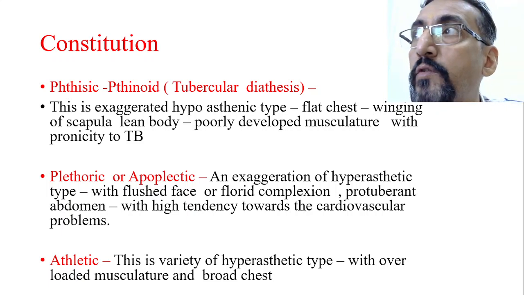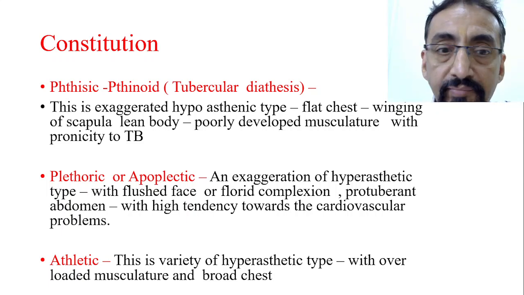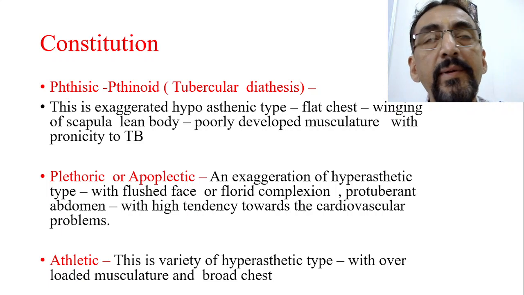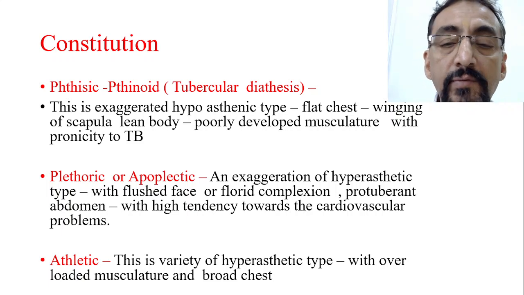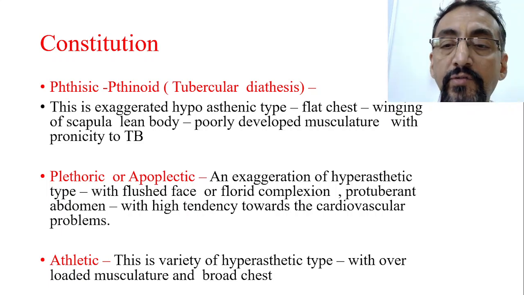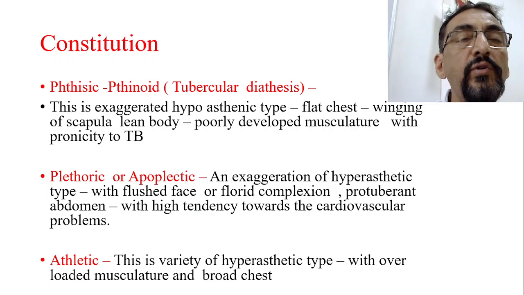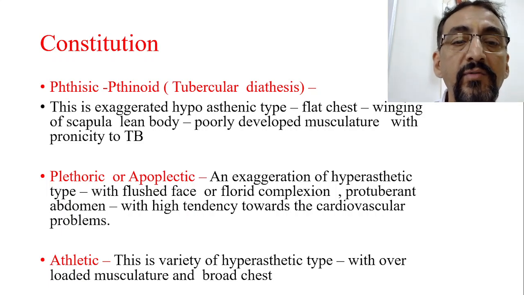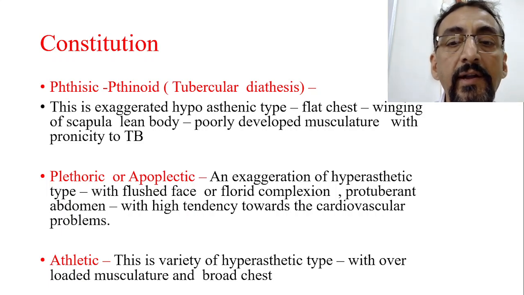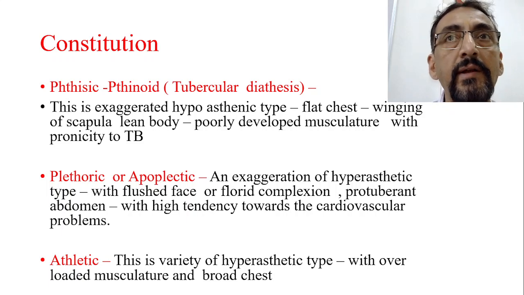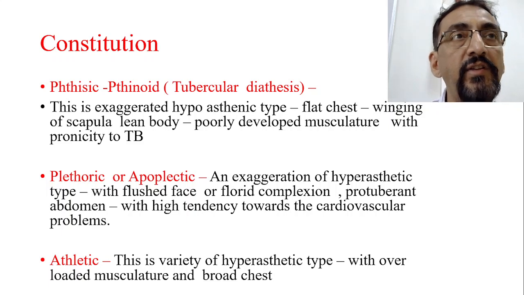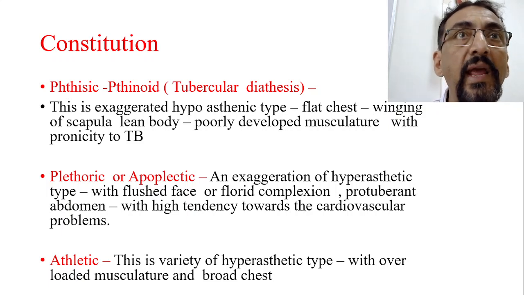One more type of body constitution is called athletic. This is a variety of the hyperasthenic type only, with overloaded musculature and a broad chest. But it is not too exaggerated. The person is very hefty and stout, the musculature is there, the broad chest is there, but he is well looking.